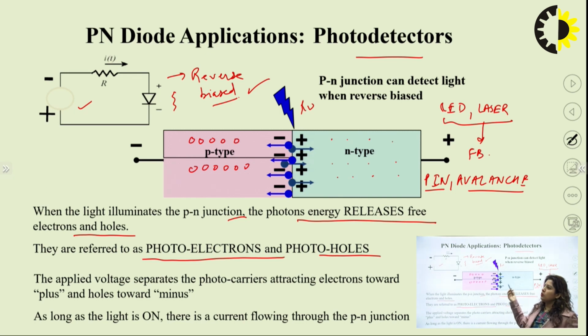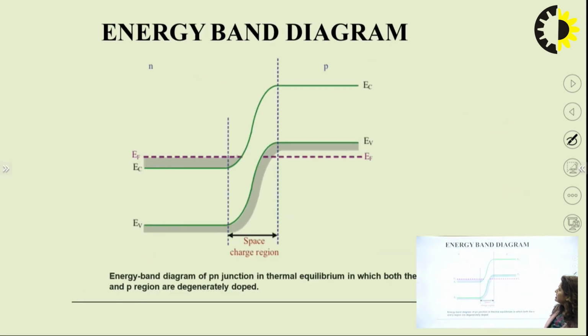Here the electrons and holes get repelled from each other and they will get produced, which is termed as photoelectrons and photoholes, and they will create some electrical energy or current in the PN junction. Next we have the energy band diagram of the PN junction.